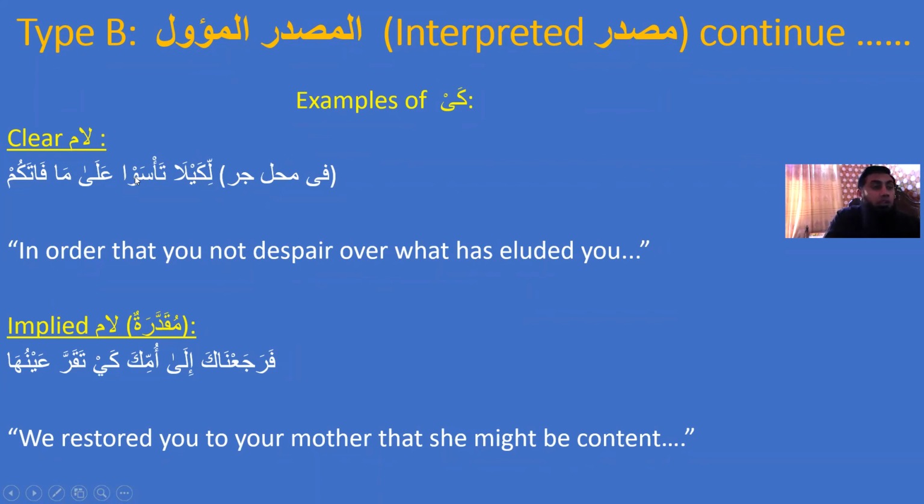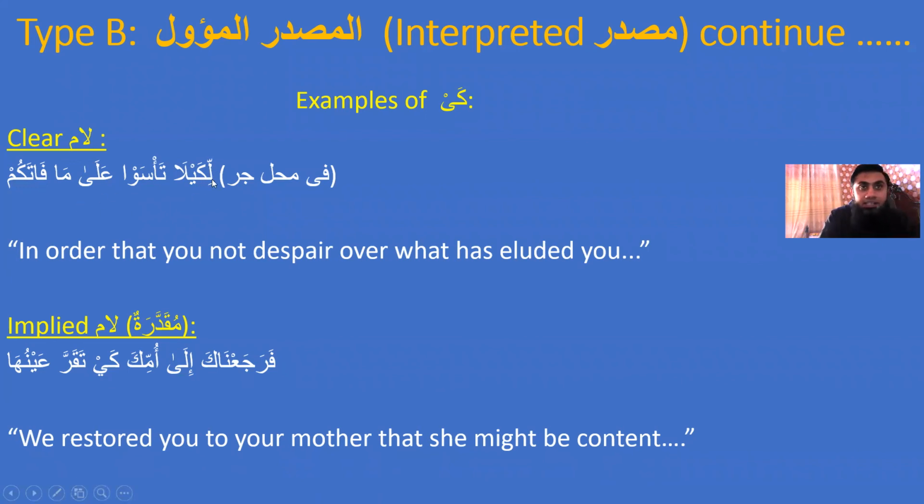Ta'saw. Now, second point is this lam is simply harf jar, right? Kai is a harf nasab and harf masdariya. And la ta'saw ala ma fatakum is a complete jumla. This la ta'saw ala ma fatakum is a complete jumla, and this complete jumla together with kai will make a compound structure, and that compound structure is performing the role of majroor. For who? For this lam.